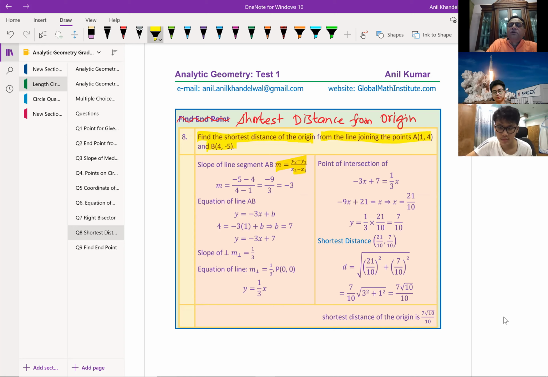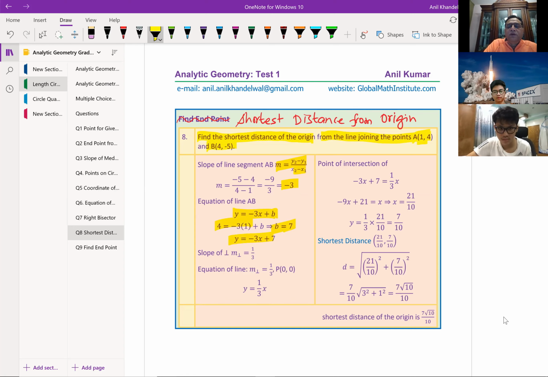So the slope using these 2 points will be minus 3, and you can write y equals minus 3x plus b as your line. Now, to find the value of b, you can substitute any one of these points. I prefer to substitute A, which was 1 and 4, and we got the value of b, which was 7.